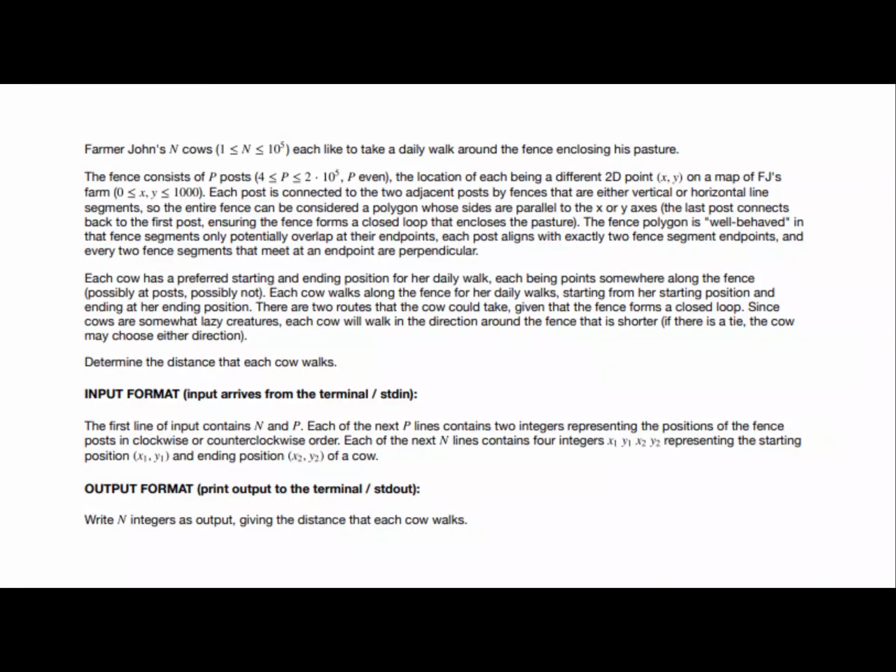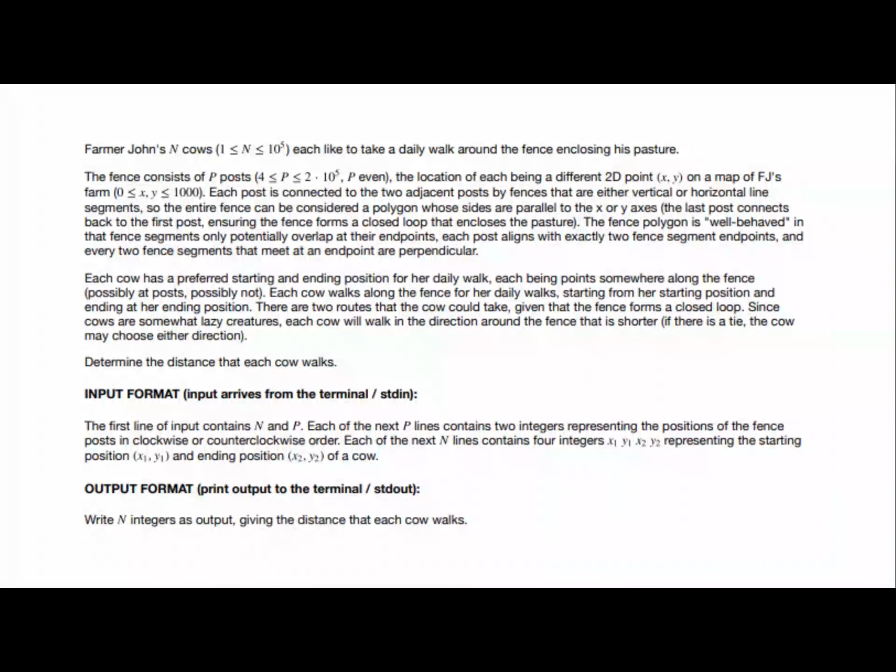Each post is connected to two adjacent posts by fences that are either vertical or horizontal line segments. So the entire fence is a polygon whose sides are parallel to the x or y axes. The fence polygon is, quote unquote, well behaved in that fence segments only potentially overlap at their endpoints, and each point aligns with exactly two fence segment endpoints. So every two fence segments that meet at an endpoint are also perpendicular.